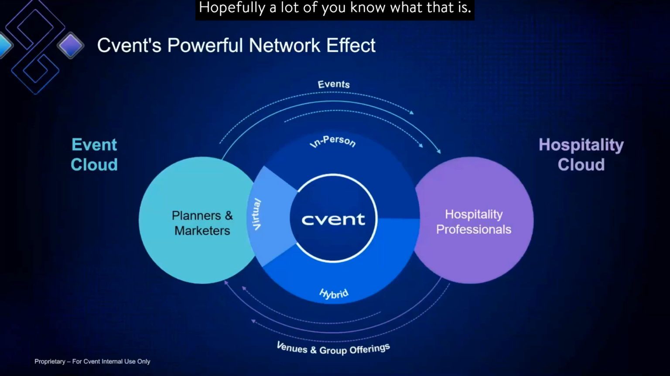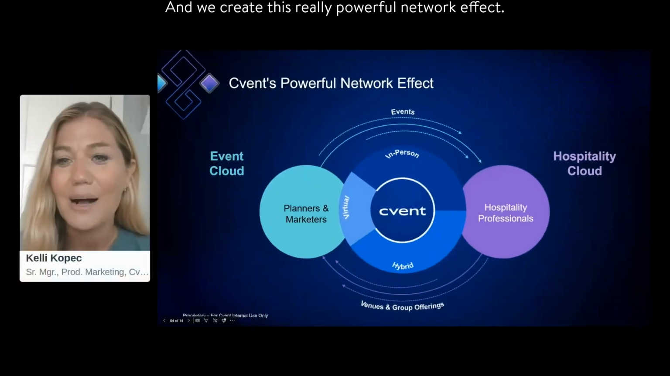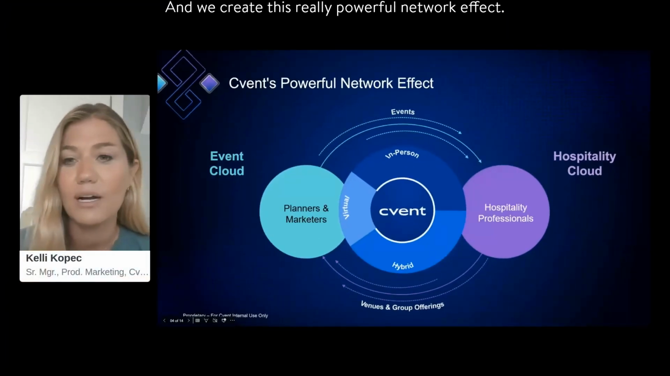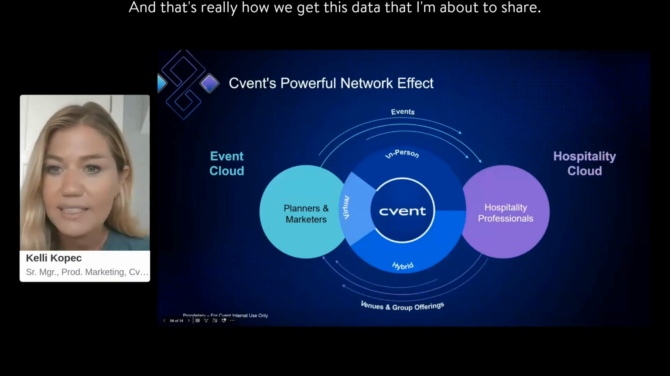Hopefully a lot of you know what that is. You're either listed or using it to source your venues as a planner. The hotels and destinations on our Cvent Supplier Network use the Hospitality Cloud platform to reach event organizers, showcase their unique event spaces, and to collaborate and plan meetings and events of all types and sizes. Because of this event ecosystem, we're able to get a lot of data of how users are actually sending RFPs, how hotels and venues are responding to RFPs. And we create this really powerful network effect. That's really how we get this data that I'm about to share.